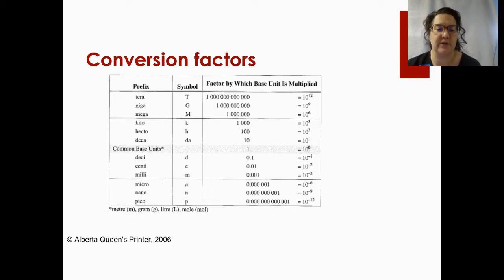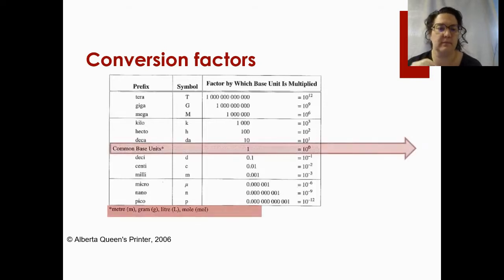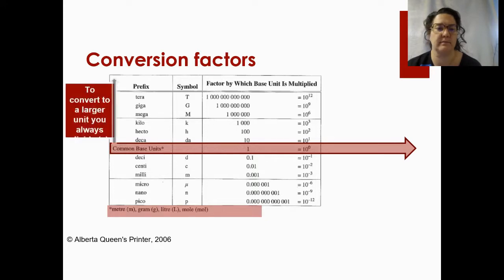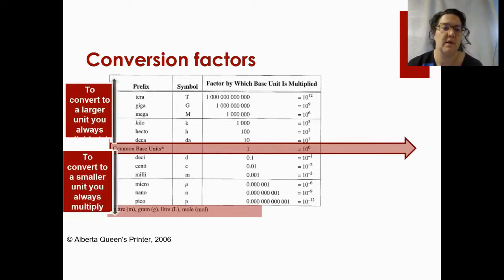These conversion factors are in your data booklet, and this is what we're going to be referring to today. Our base units are things like liters, grams, meters, and moles. The higher up we go on the chart, the larger the units, and the further down, the smaller the units. To convert to a larger unit, you always divide, and to convert to a smaller unit, you always multiply. However, we're going to use a ratio format so that you don't have to remember whether to divide or multiply. We're going to cross off units so that we always have the correct math.